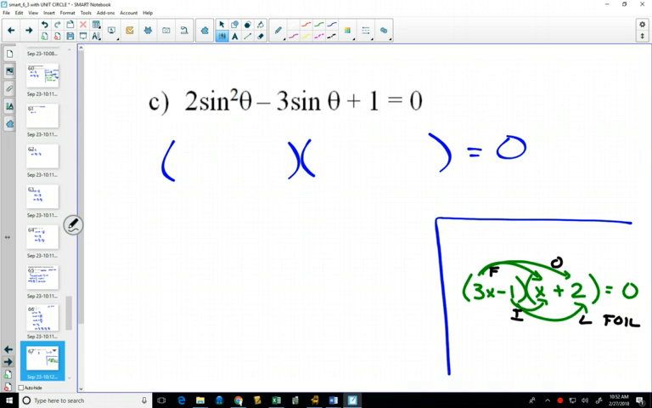When you do that, what do you get? Well, 3x times x is 3x squared. 3x times 2 is plus 6x. Minus 1 times x would be minus x. And minus 1 times 2 would be minus 2.